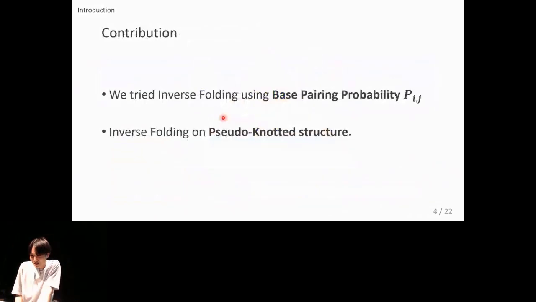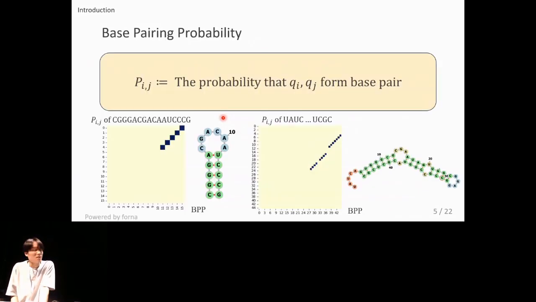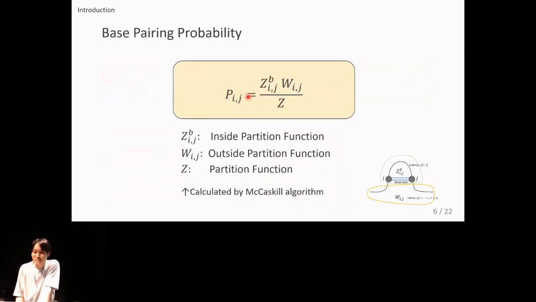Okay, here I'll quickly introduce our contribution. We tried inverse folding using base pairing probability and also tackled pseudo-knotted structures. Here I'll explain what base pairing probability is. It is the probability that I's and J's nucleotides form a base pair. Below are examples of base pairing probability matrix.